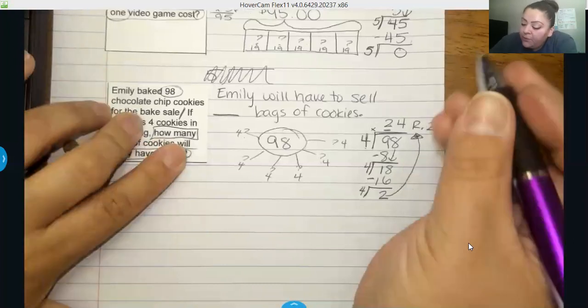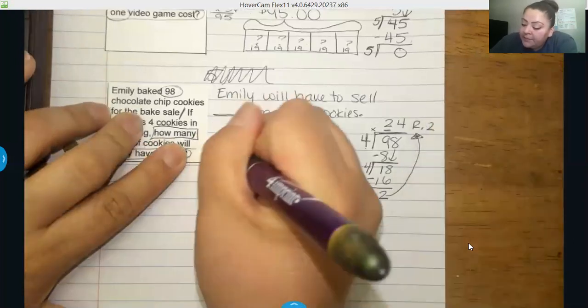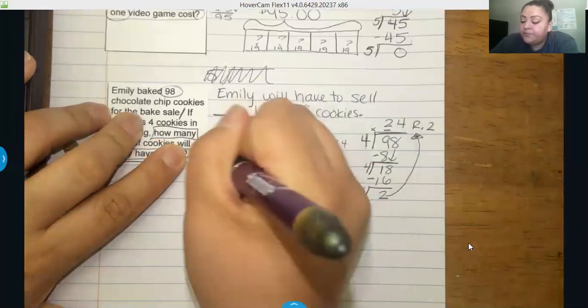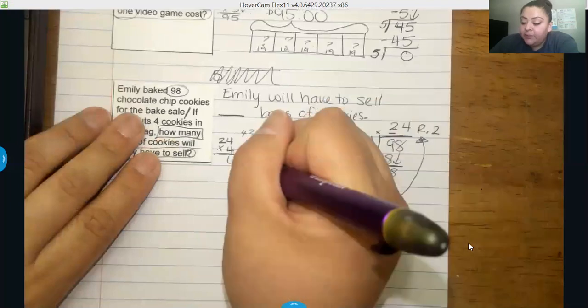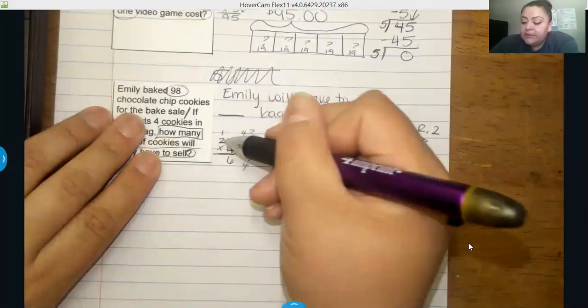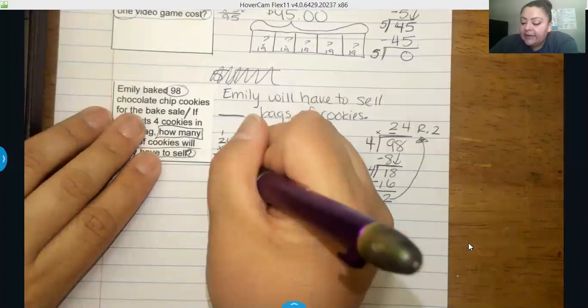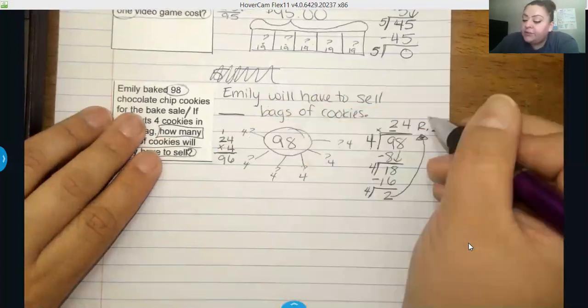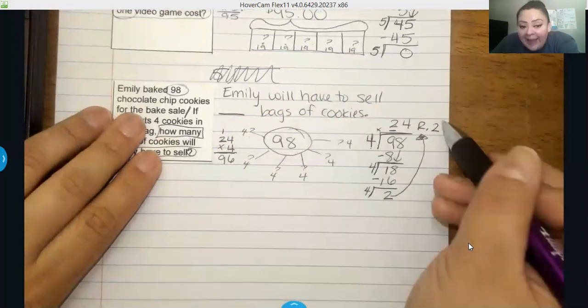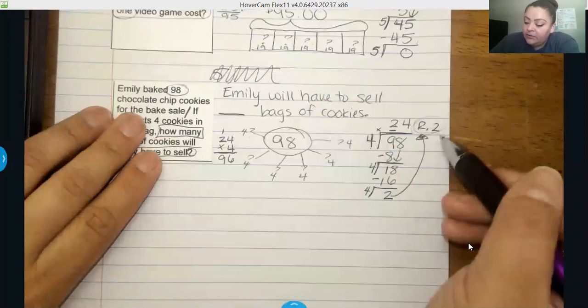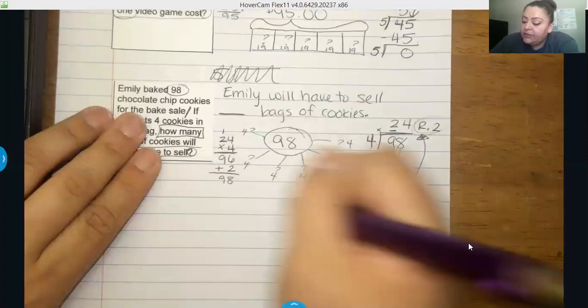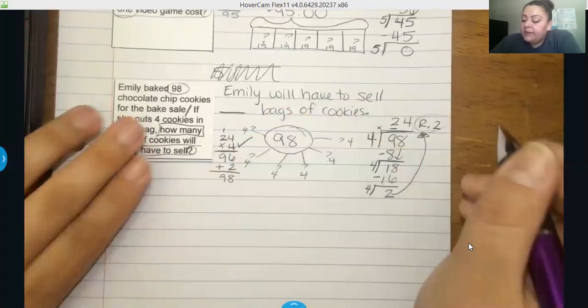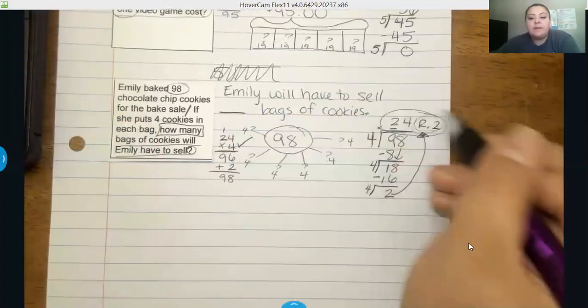I've got 24 times my divisor of 4. 4 times 4 is 16, bump my 1. 2 times 4 is 8, plus 1 is 9. Now, here's what we forget. There's a remainder now. You add the remainder. Okay, 6 plus 2 is 8, and I've got 9. It matches, and yes. So my answer is 24 with a remainder of 2.